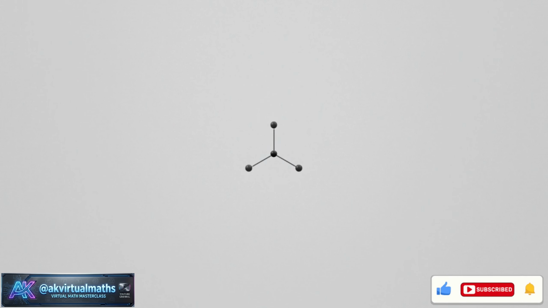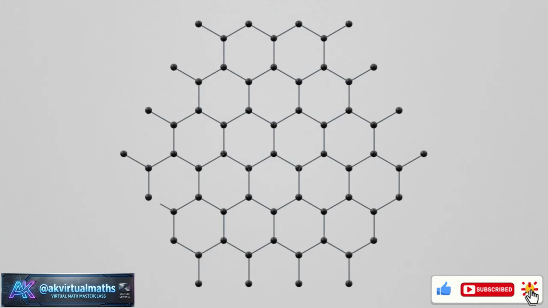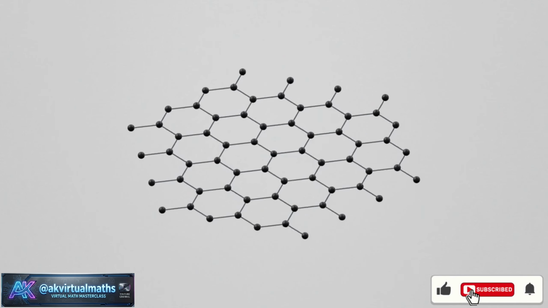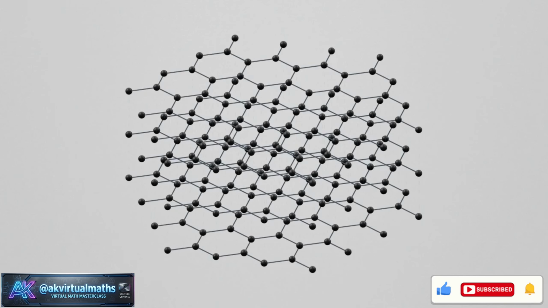Instead of 4, each carbon atom only holds hands with 3 neighbors. This arrangement creates flat rings made of 6 atoms. These rings link together to form wide, flat sheets. The sheets stack directly on top of one another, but the attraction between the layers is incredibly weak.